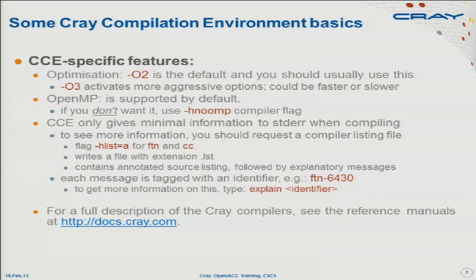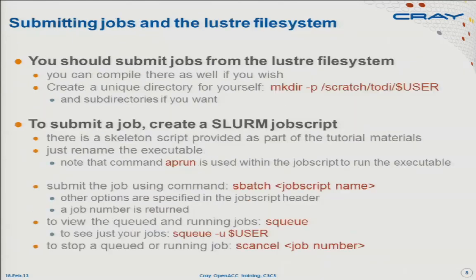You do get some messages scrolling up the screen, but you get a lot more messages in this listing file. They all have a little tag. If you go back to the command line and type explain, you can get more information about what that message means. If you want the full compiler manuals, you can get them off the web.